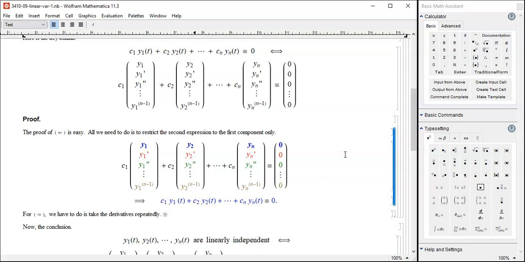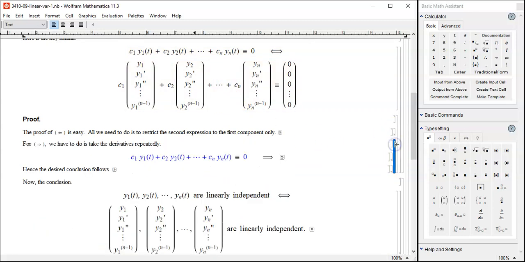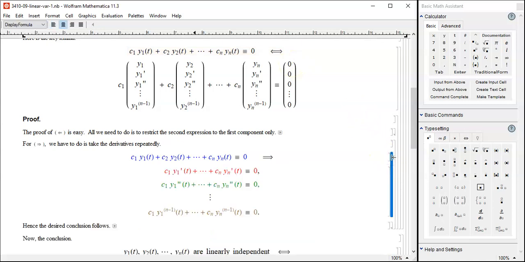The if part was just a triviality, because the second statement here means it's true for all those lines, first line, second line, all those lines. But if you look at just the first line, that's the same as the other statement. So the second statement is actually stronger. So that was just a trivial observation. The other direction was a bit of a challenge. If this is true, then the first line is true. How about the other lines? We simply take the derivative. First derivative, then we get the second line. Second derivative, we get the third line. Third derivative, we get the fourth line, and so on. And the n minus first derivative, we have the last line, the nth line.